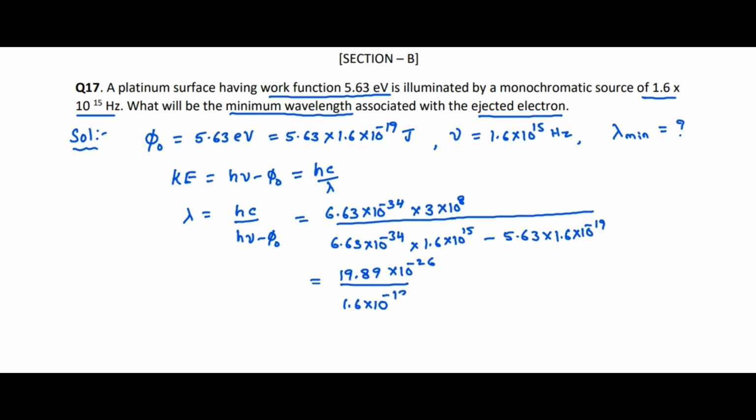1.6 into 10 power minus 19 into 6.63 minus 5.63. This is equal to 19.89 into 10 power minus 26 divided by 1.6 into 10 power 15. After simplification, we get 12.4 into 10 power minus 7 meter. So this is the minimum wavelength of the ejected electron.